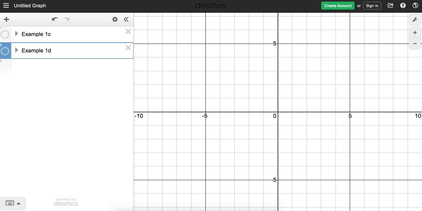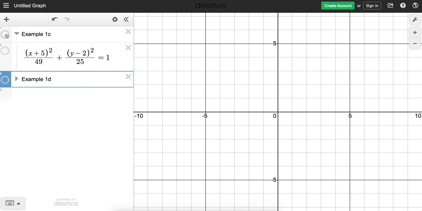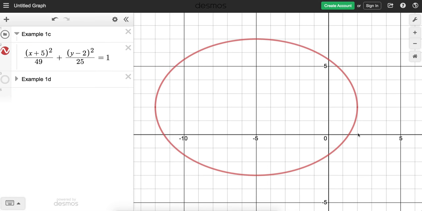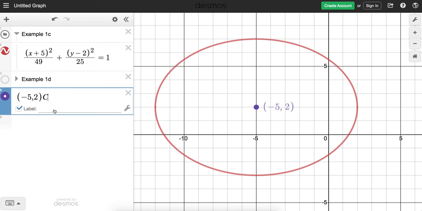So let's take a look at the graph of example 1c. And I'm going to have to adjust this here. So again, I changed the center enough that I had to translate the entire Desmos screen as well. But now our center is at (−5, 2). And we'll label that C for center. Okay. So next up are the vertices.